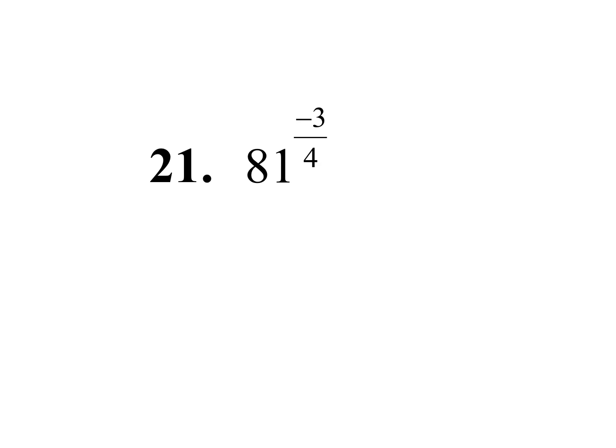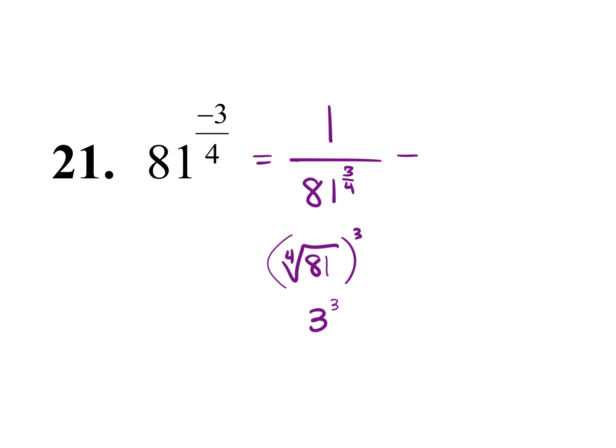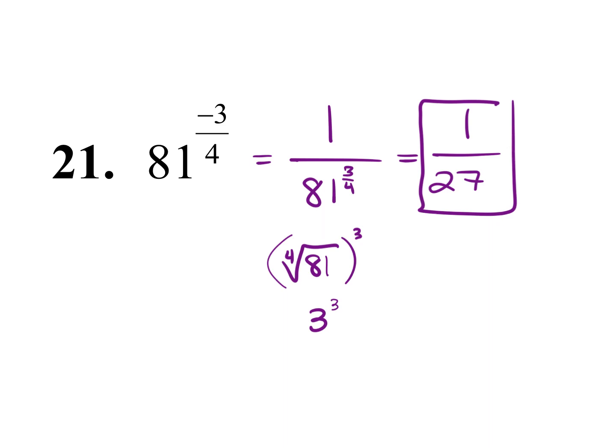The idea behind it is if it's to a negative exponent, just flip it. 1 over 81 to the 3/4 power. 81 to the 3/4 power is the 4th root of 81, and then take it to the 3rd power. But like I said, your calculator will do that for you. The 4th root of 81 is 3. 3 to the 3rd power is 27. So this is 1 over 27. Okay.